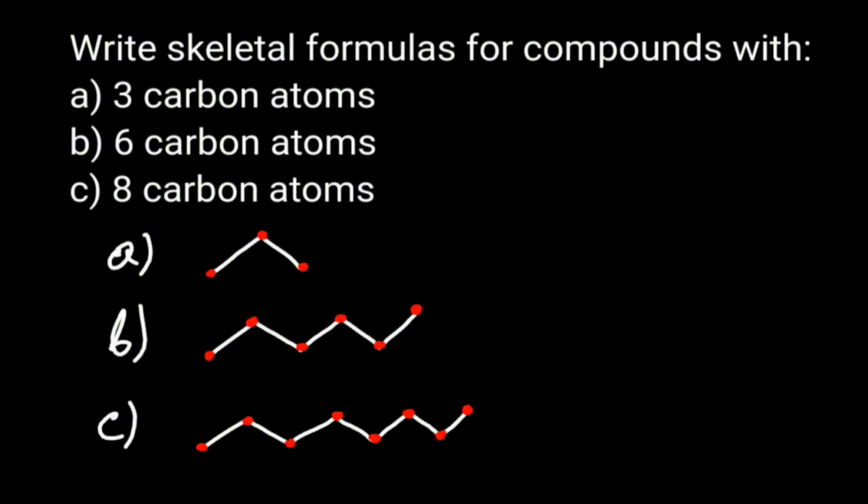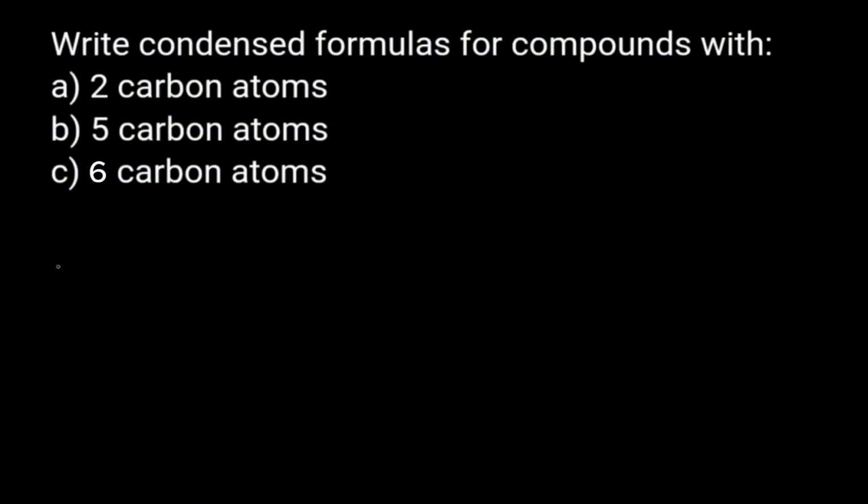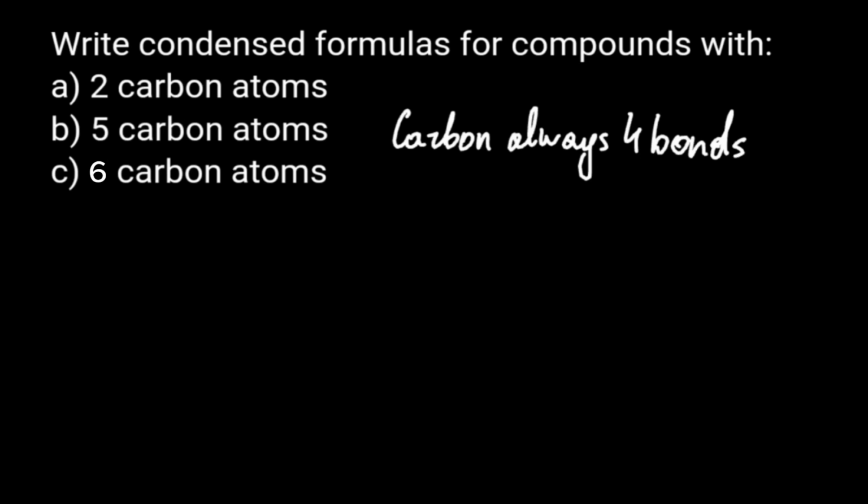Okay, now let's look at a different task, and now we need to write condensed formulas. When you need to draw condensed formulas, you always need to remember that carbon always has 4 bonds. So in the first example, we write a carbon-carbon bond, and then each carbon only has 1 bond. So we add 3 hydrogens to each carbon.